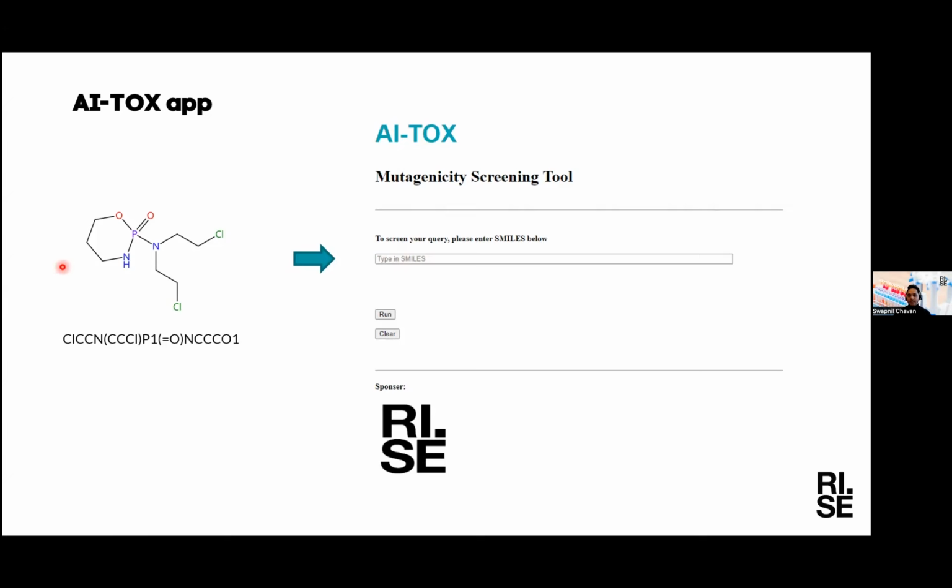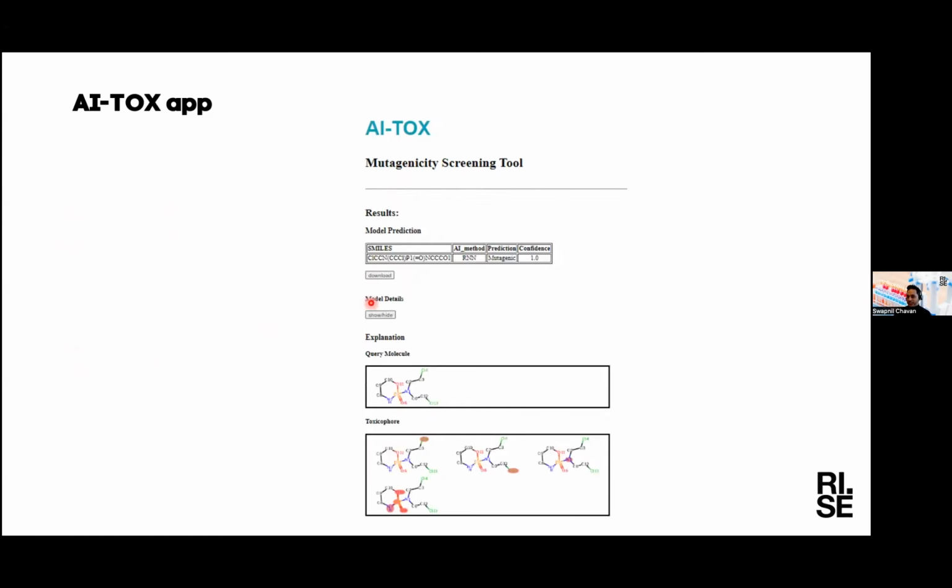So let's say this is cyclophosphamide, and in the form of SMILES notation, it looks something like this. One just needs to feed this query into the given section of the terminal and then press run. Once that's done, this is how the model will spit out the output. The output will consist of the prediction, whether it's mutagenic or not.